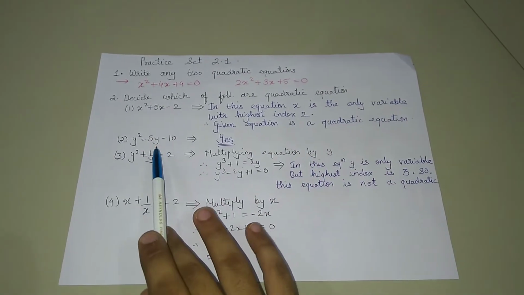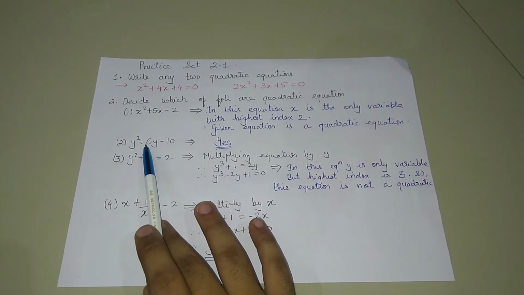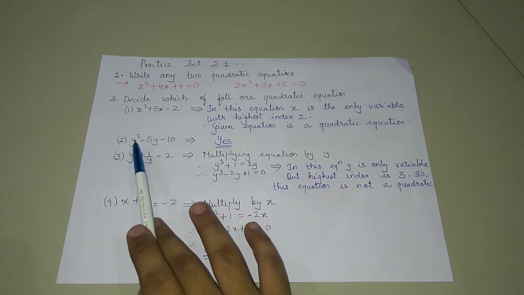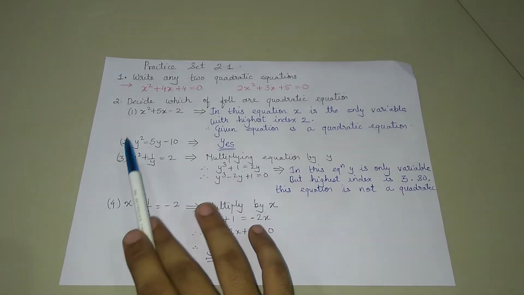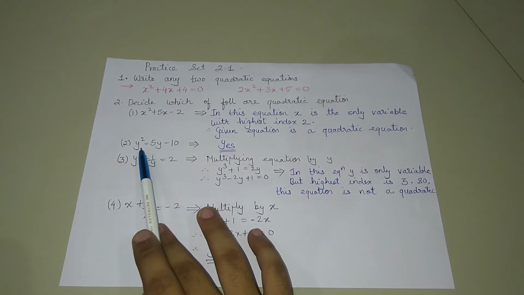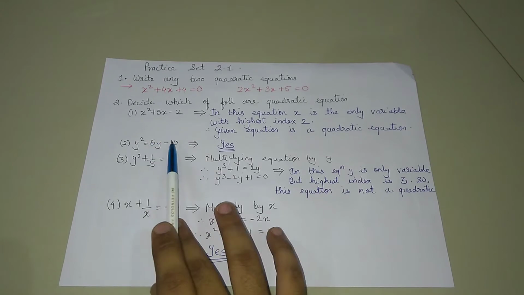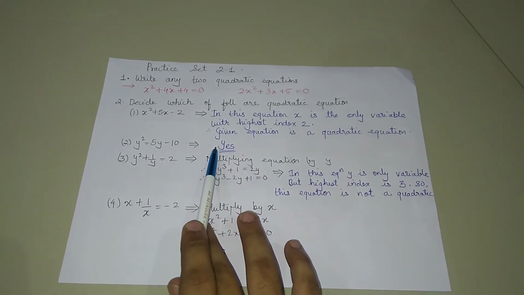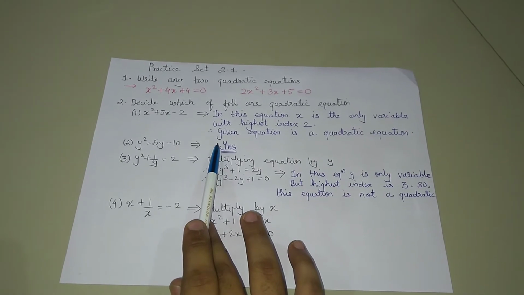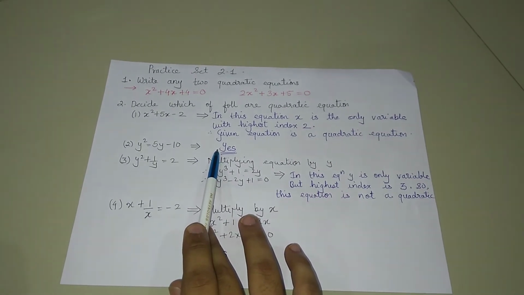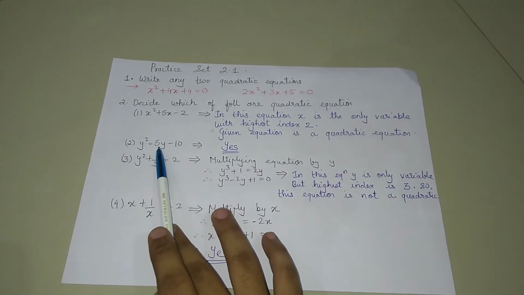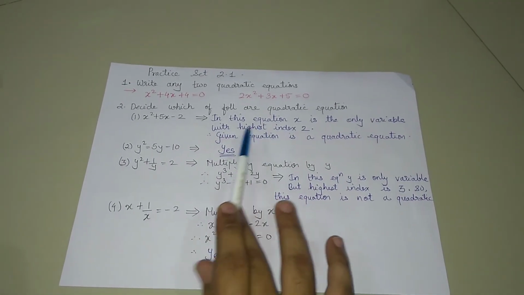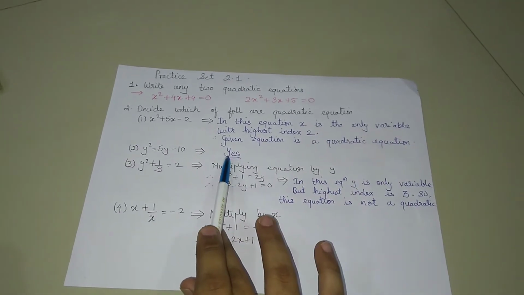Similarly for the next, y square equals 5y minus 10. If we take 5y and minus 10 to this side, it will be y square minus 5y plus 10 equal to 0, which means yes, in this equation also y is the only variable with the highest index of 2. So the given equation is a quadratic equation. You can write the same here; I have just written yes only.